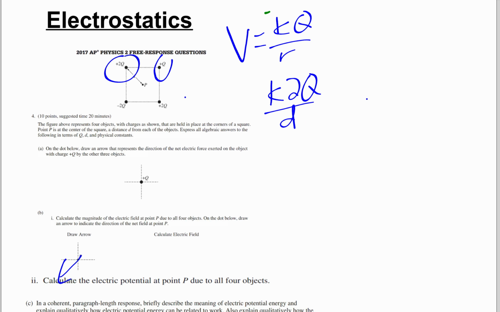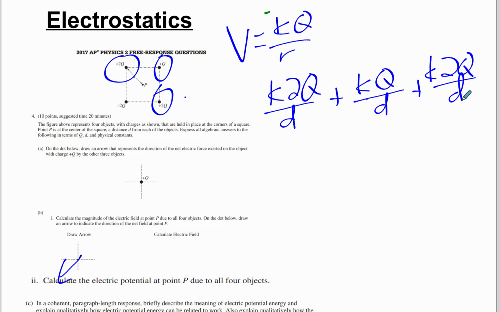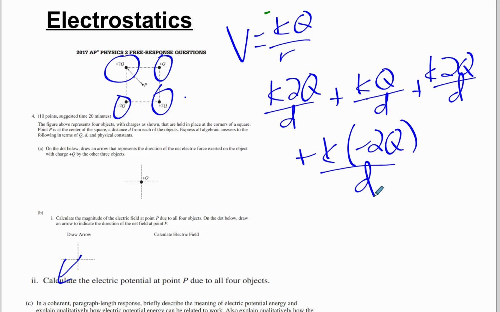From this one, we have plus kQ over d. Then we add this one, plus k2Q over d. Then this one, plus k times minus 2Q over d. Just add them together, that's it. Make sure you put the negative in for the Q, whatever that comes out to be.